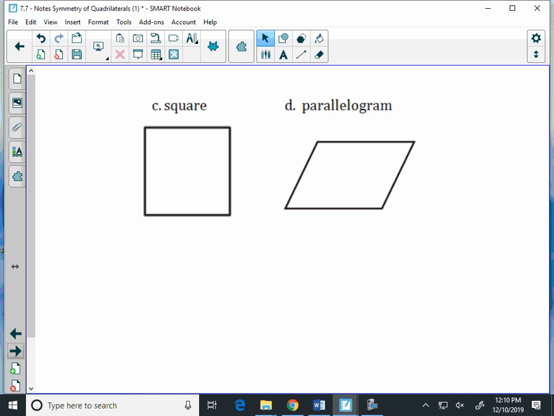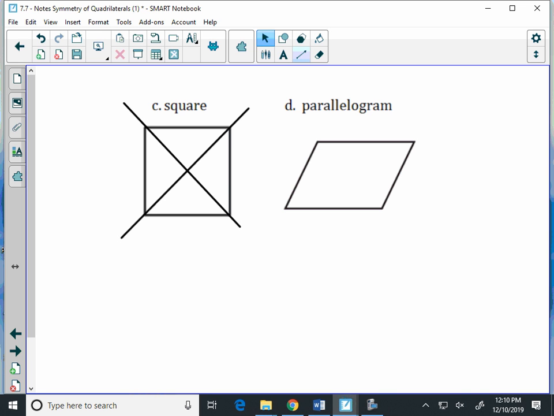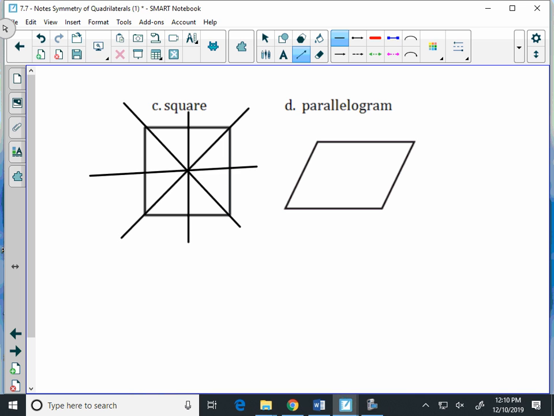Diagonals, right? Every rhombus, the only lines of symmetry it has are the diagonals. So for a square, the diagonals are going to be lines of symmetry. Well, if it's also a rectangle, what else are its lines of symmetry going to be? Up and down and across. So how many lines of symmetry does a square have? 4.